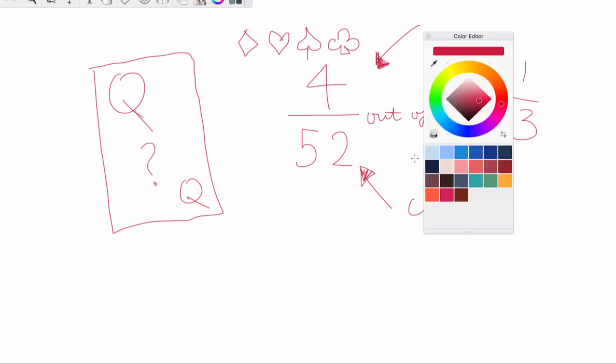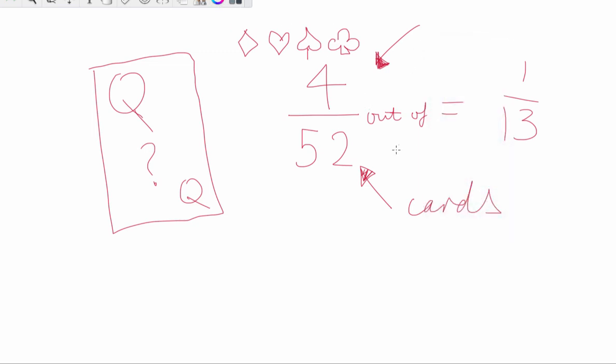Because we can divide this by 4, and whatever we do to that one, we do to that one, and that also we divide by 4 to get the simplest fraction, 1 out of 13. Make sense? Good. Alright, quick test question.